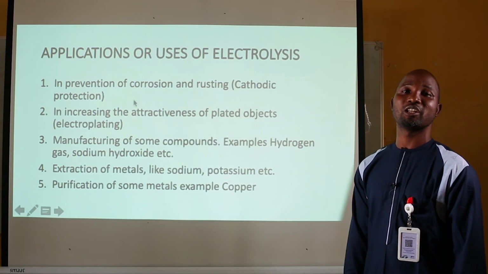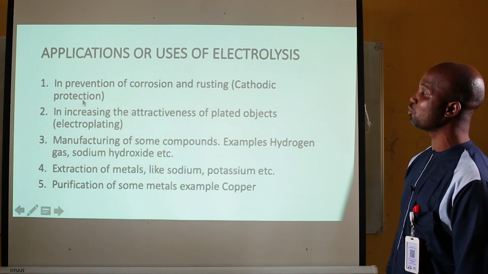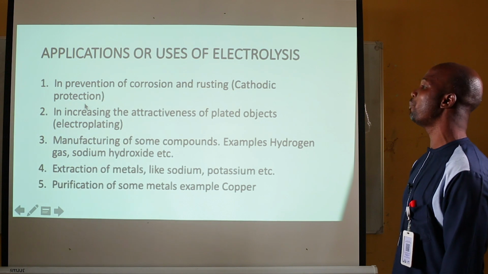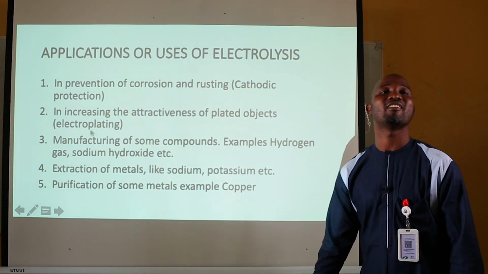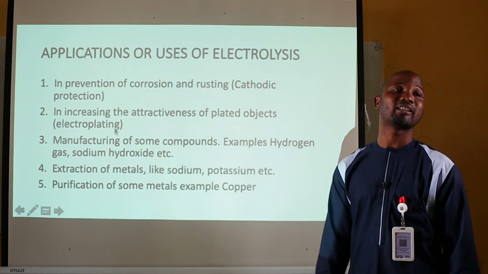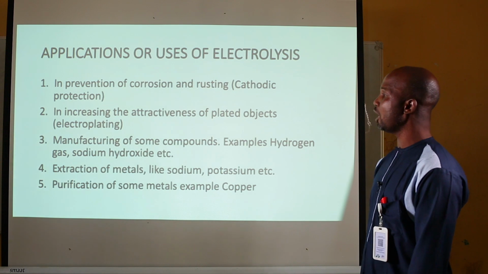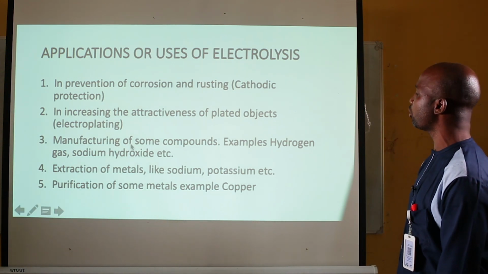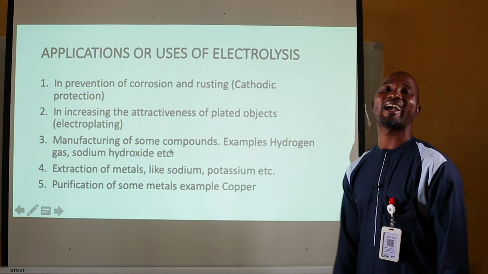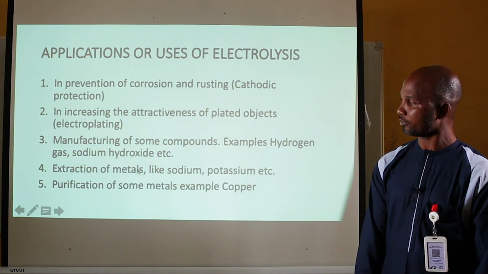In general terms, we refer to it as cathodic protection. Another use of electrolysis is to increase the attractiveness of plated objects, and it's called generally electroplating. That's why you can have ornaments that are not gold but can be coated with gold or silver or copper, as the case might be. Then, it is used for the manufacturing of some compounds. These compounds are like hydrogen, sodium hydroxide, and so on and so forth.